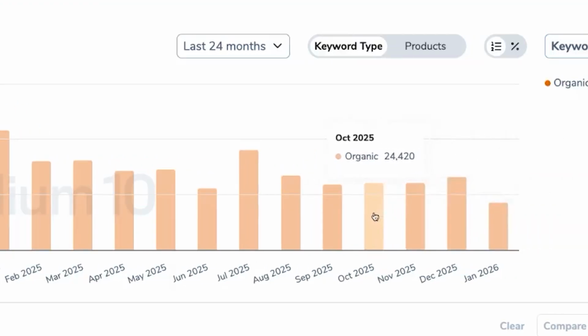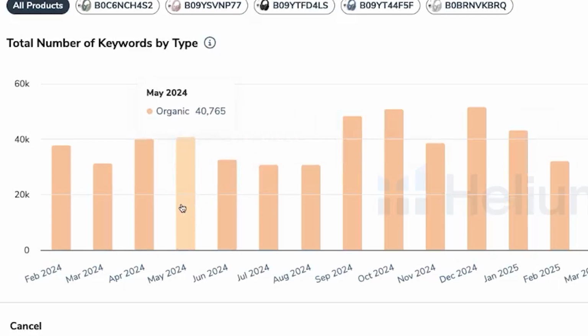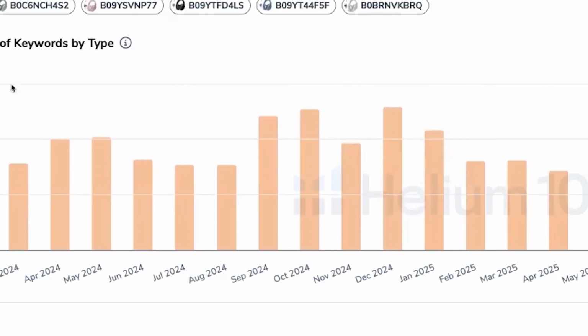17, 26, 24. And in the past, it was 48, 51, 40, 51. So things got cut in half. So the ad spend being reduced in a non-strategic way had a huge impact on the organic rank.